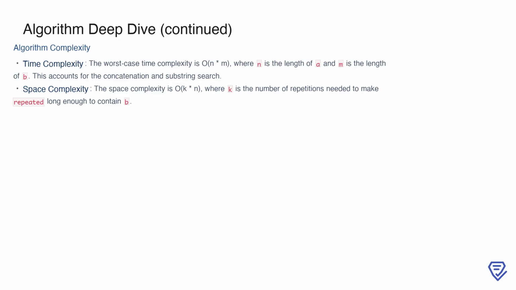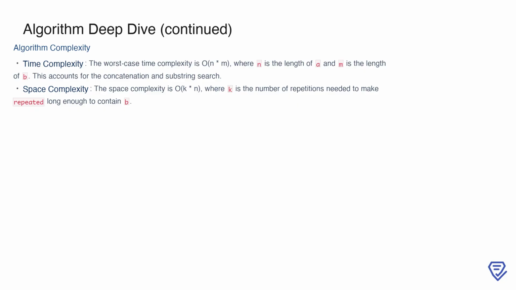Analyzing the algorithm's complexity provides a clearer picture of its performance. The time complexity in the worst case is O(n*m), where n is the length of string A and m is the length of string B. This accounts for both the repeated concatenation of A and the substring search operation. While this might seem costly, the use of optimized substring search ensures that the algorithm performs well in practice.